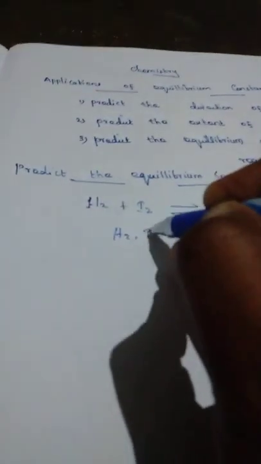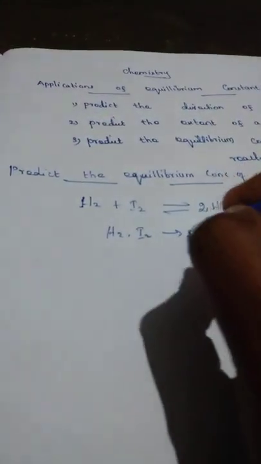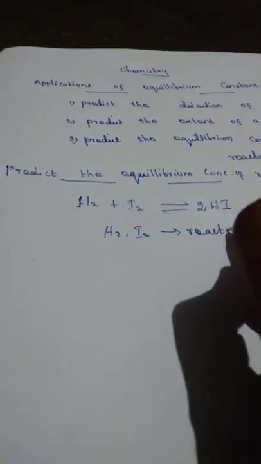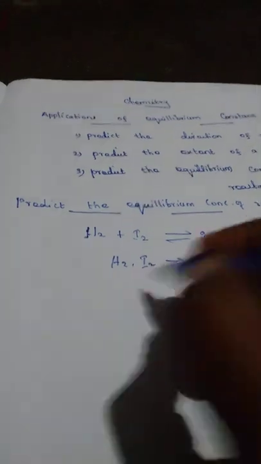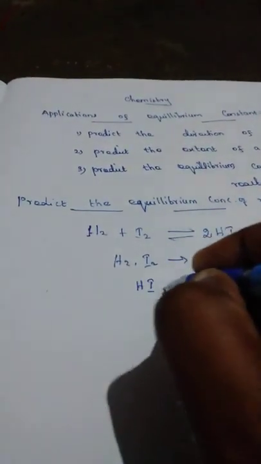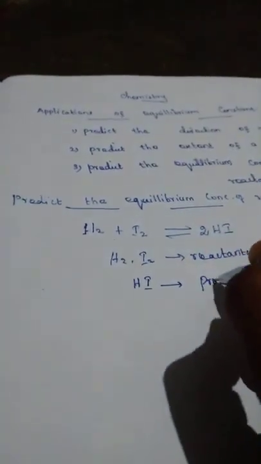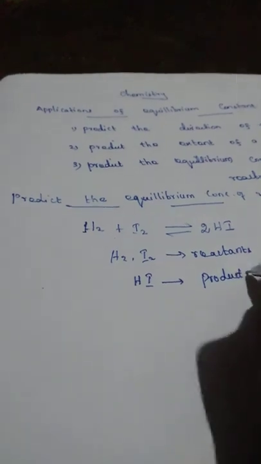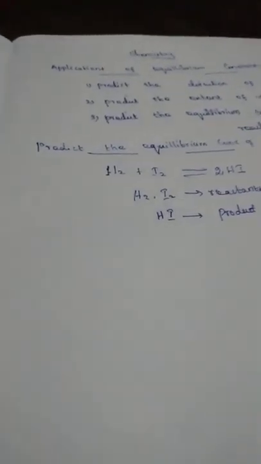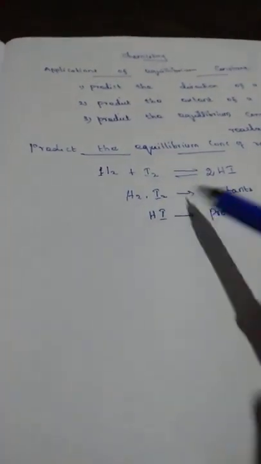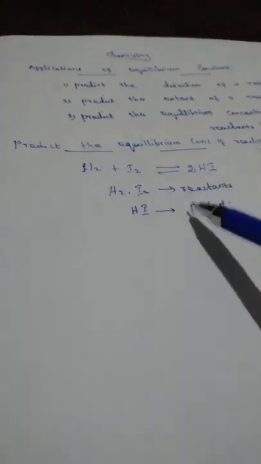In this equation, the reactants are hydrogen and iodine, and hydrogen iodide is the product. Now listen, in this equation you can write the concentration of reactants and products.